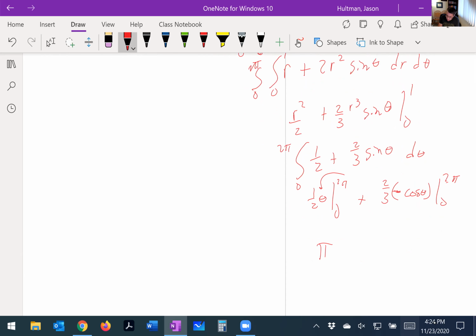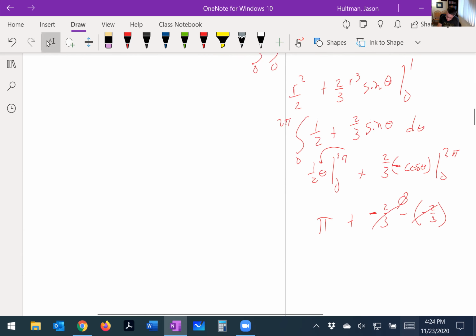Plug in 2 pi here, this is negative, negative 1, so this is negative, plug in 2 pi, you get 1. It says negative 2/3 minus, plug in 0, you get the same thing. It's just minus a negative 2/3. Those cancel out and give me 0. And so the answer is just pi. Okay.